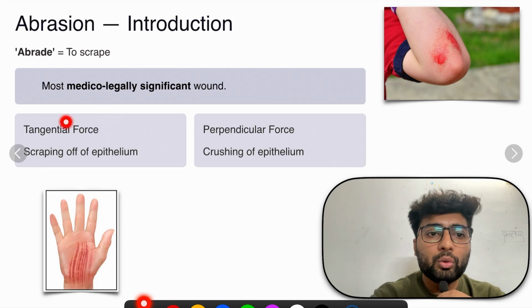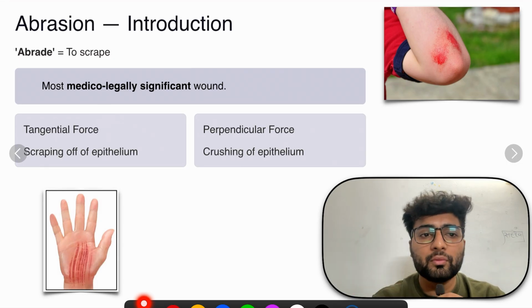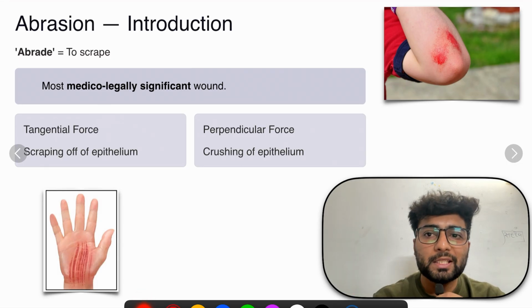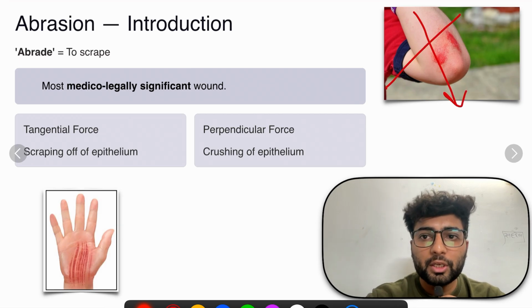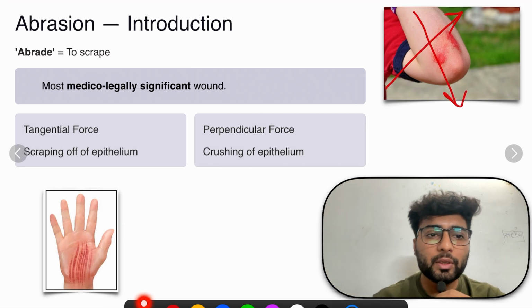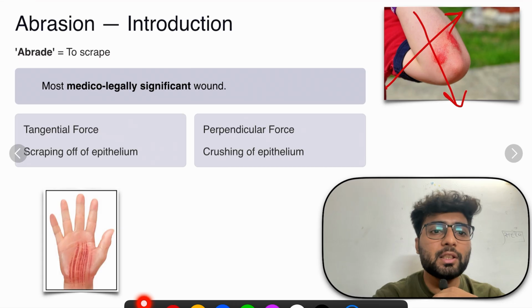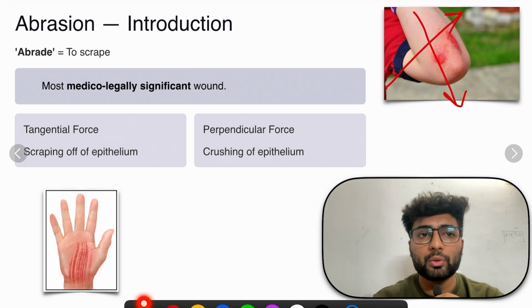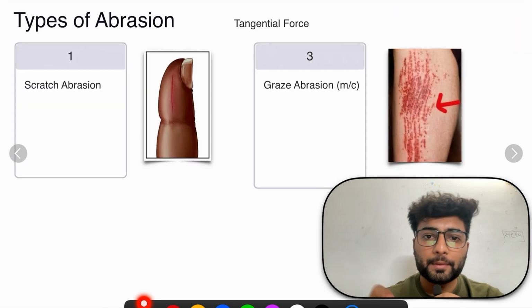Now there are two types of forces that can cause it. One is tangential. Tangential means along the skin layers. One is perpendicular or crushing the epithelium layers. So we have two types, tangential force and perpendicular force. Now we'll study individually tangential force and perpendicular forces causing abrasion.